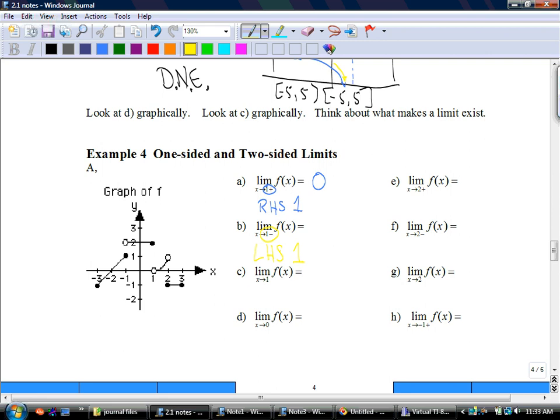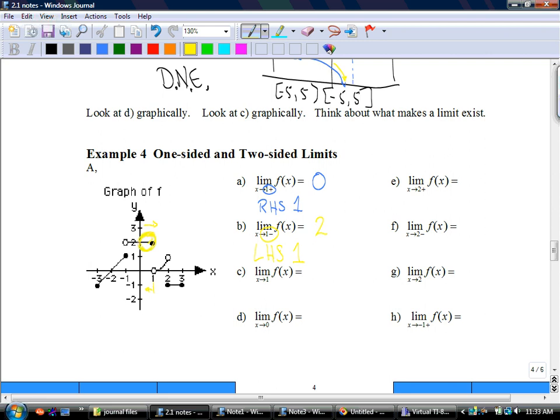Okay, B. Start on the left-hand side of 1. Oh, crap. That's not the same curve, is it? The left-hand side of 1 is over here. So we're talking about this part of the graph. Now walk them back towards 1. What's your answer? 2. Okay.